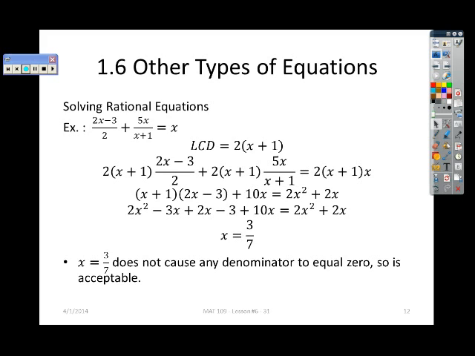Same set of steps that you use on any other equation. You add and subtract, multiply and divide both sides by the same thing. It's just that you're required to get rid of your fractions. You're required to check your answer.